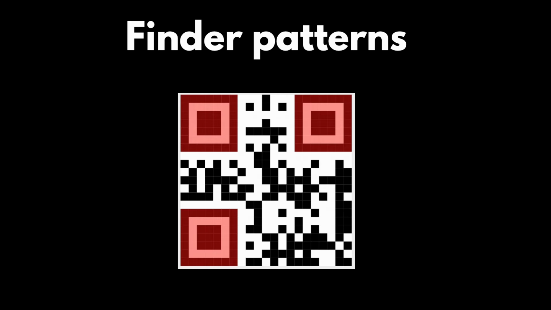The next important concept is called finder patterns. These big squares in 3 corners are called finder patterns. They are like anchor points that help scanners identify this is actually a QR code and figure out its orientation. No matter how you rotate or flip a QR code, these finder patterns help your phone figure out the correct way to read it. Pretty smart, right?